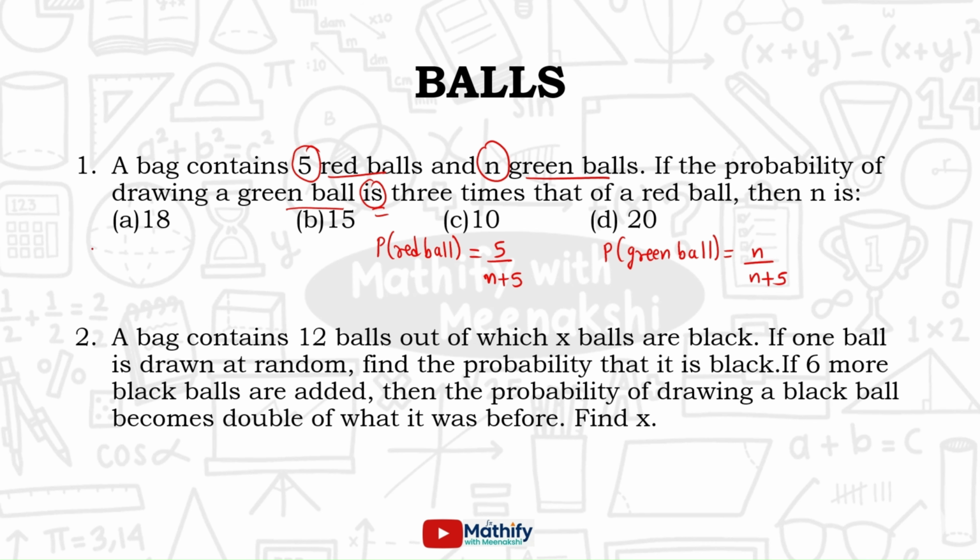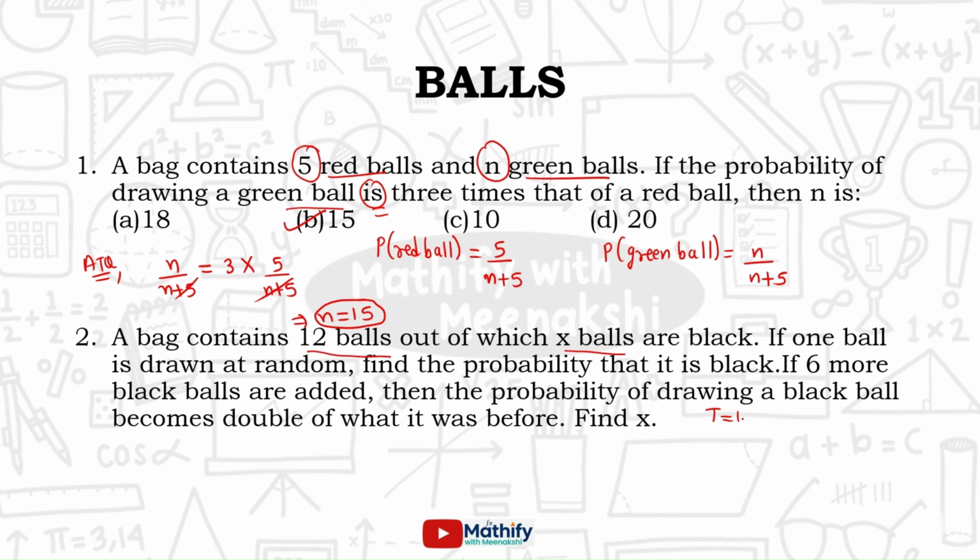Now according to the question, the probability of a green ball, that means n by n plus 5, is equal to 3 times that of a red ball, that is 5 by n plus 5. So you can cancel n plus 5 and n plus 5. Now you will simply get n as 3 into 5, that is 15. Option B is correct.